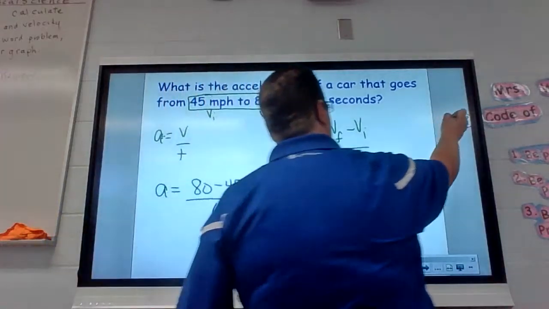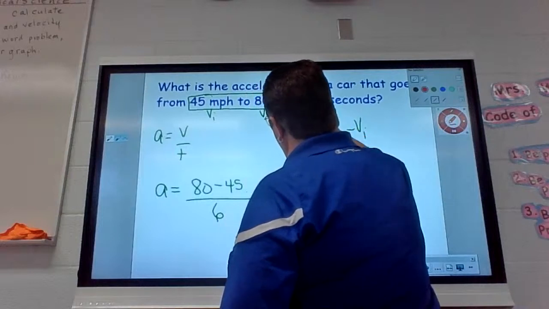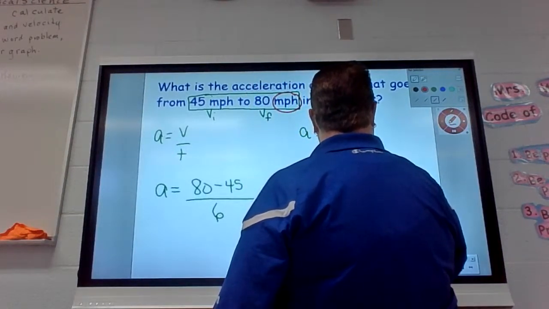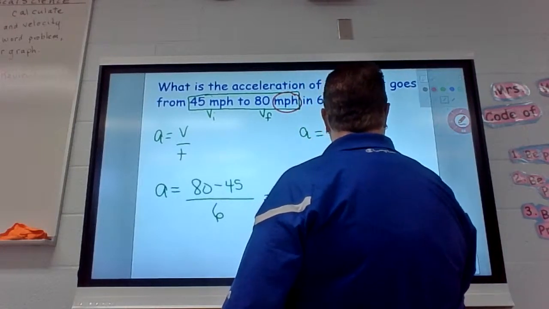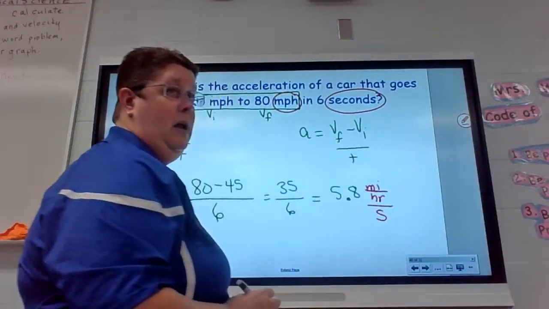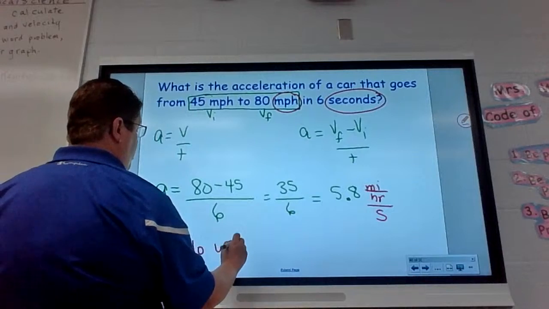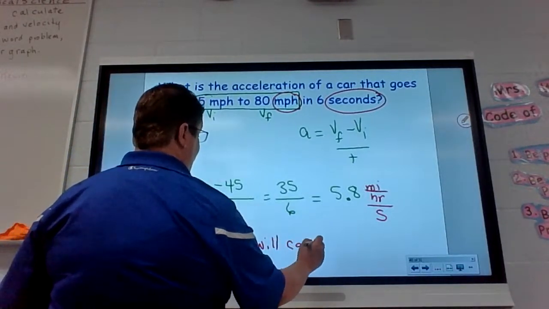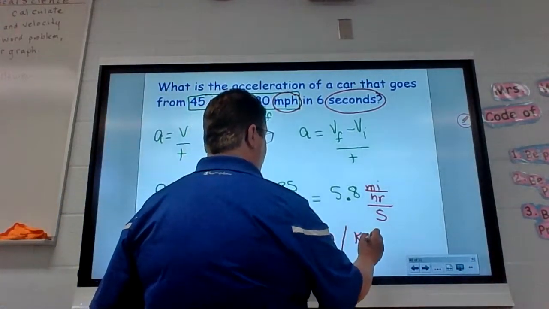On top, we had miles per what? So miles per hour. And then on the bottom, I had what? Second. Nothing cancels in acceleration. Okay? No unit will cancel. So wait, that says miles per hour per second? Yep. Okay.